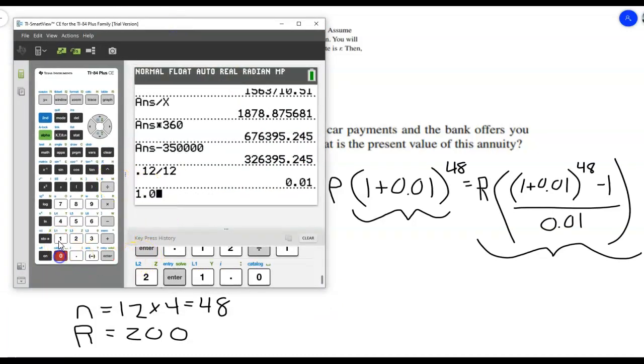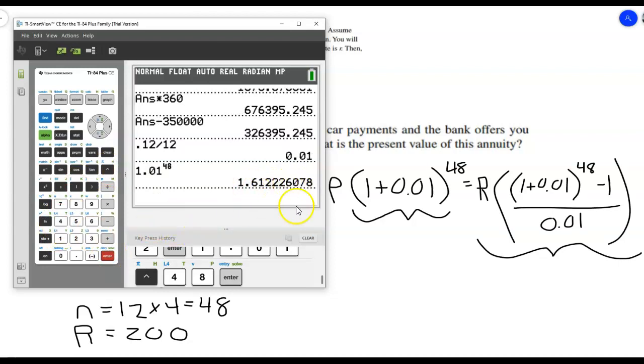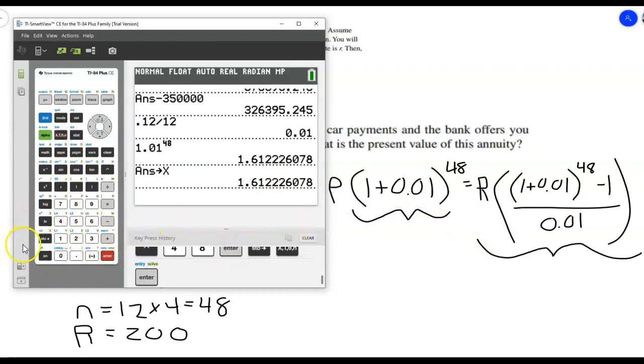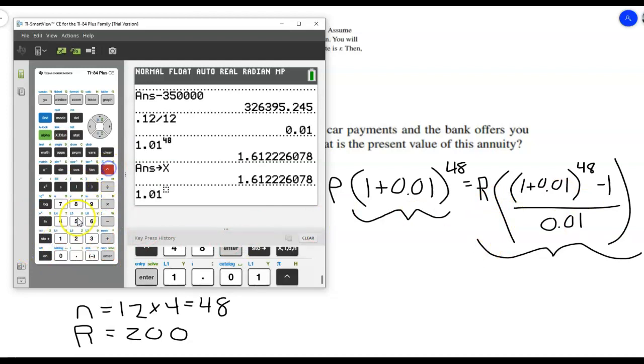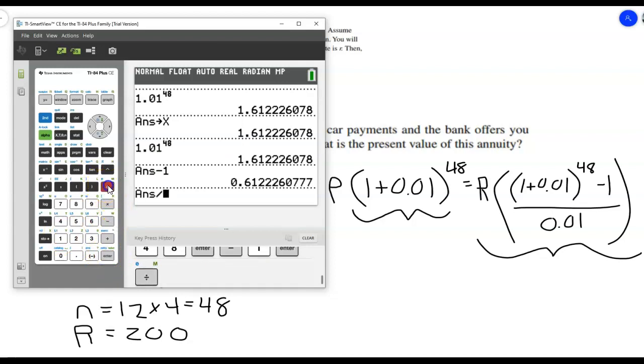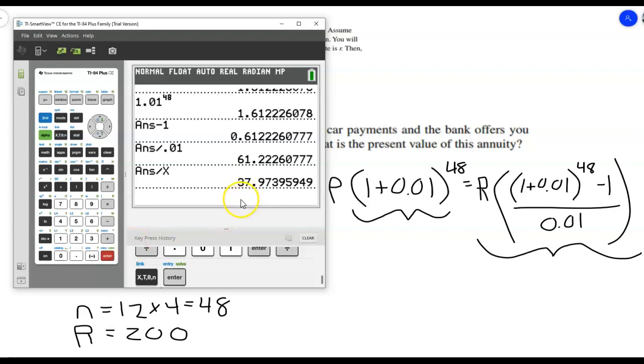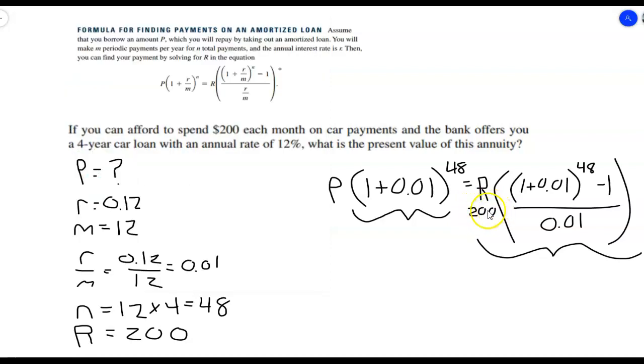All right, so I'm going to do the left side here first. So that's just going to be 1.01 raised to the 48th power. And I get 1.61. So let's go ahead and store that as our x again, or write it down. And then on the right side, I'm going to get 1.01 raised to the 48th. Enter. We're going to subtract 1, and then we're going to divide by 0.01. And I'm going to get 61, this whole number, and then remember I'm going to divide it by the left side number, which I stored as my x there. So I'm going to get, oh, hold on, I messed up somewhere. Oh, I see exactly where I messed up here. So this R here is 200, and I didn't put that in there. So that should really be 200.